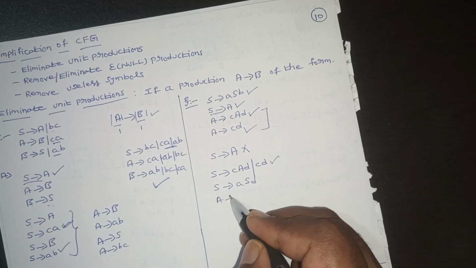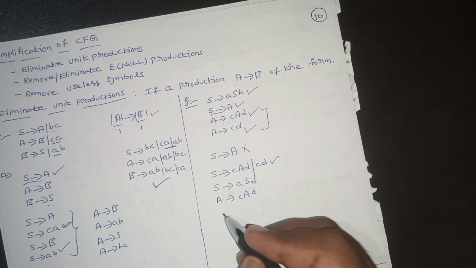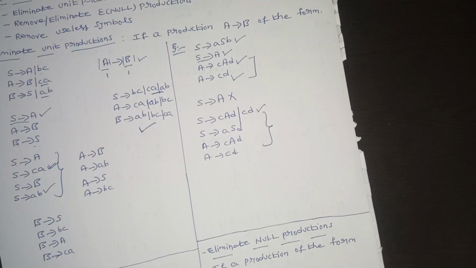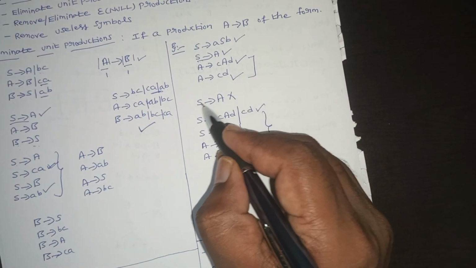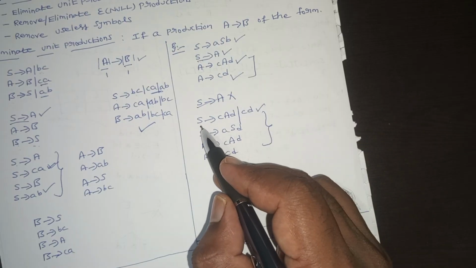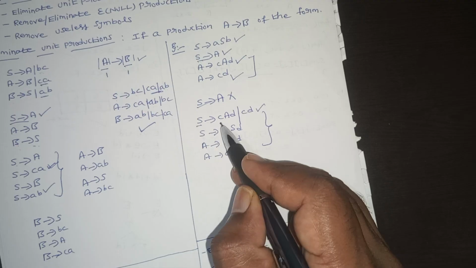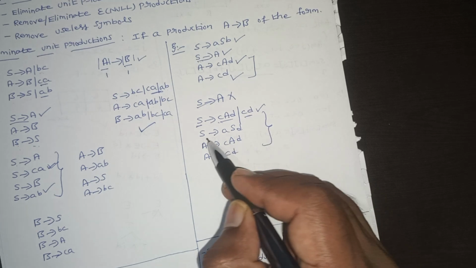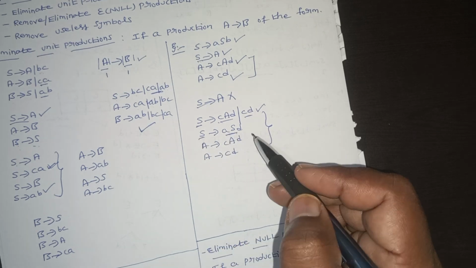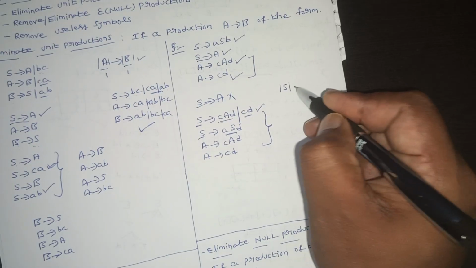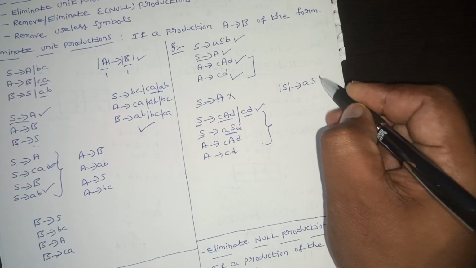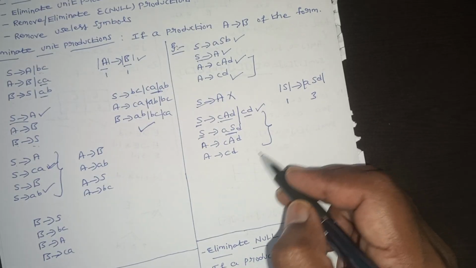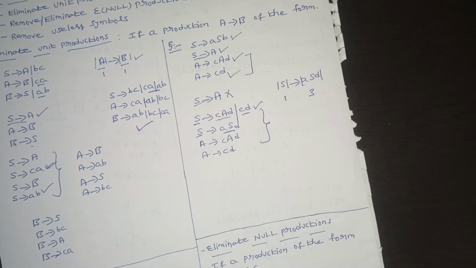Then A tends to CAD, A tends to CD. So this is the grammar. You don't write this production in the answer. So this is the answer, and there are no unit productions. Here length is 1, length is 3, length is 2, length is 1, length is 3. Like this you write A tends to ASD. So this is about how to eliminate unit productions.